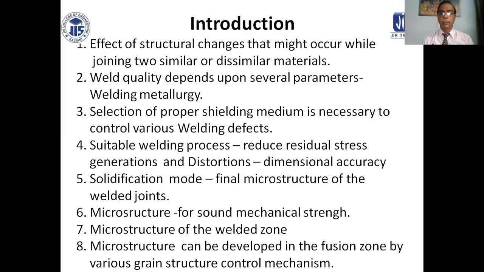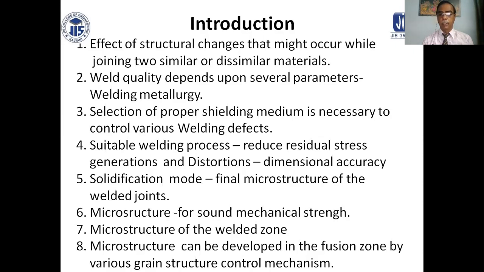Dimensional accuracy. Due to distortion, dimensional accuracy may be affected. Solidification mode determines the final microstructure of the welded joints. Microstructure gives sound mechanical strength. From the microstructure, we can see the structure and the strength, and find out the strength of the material. Microstructure of the welded zone.